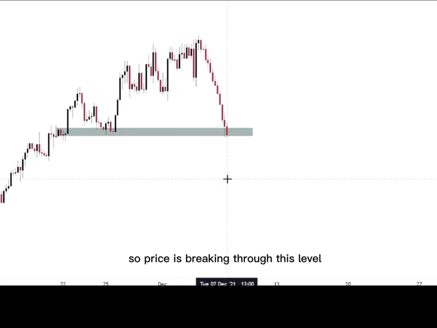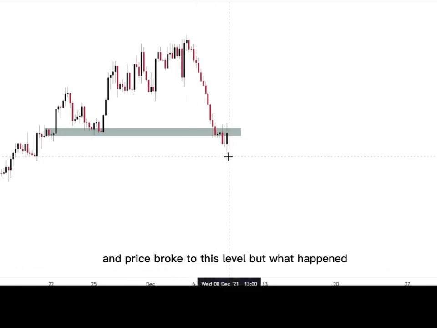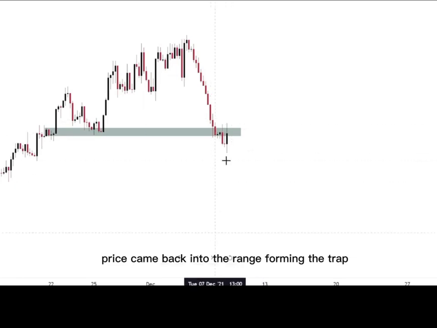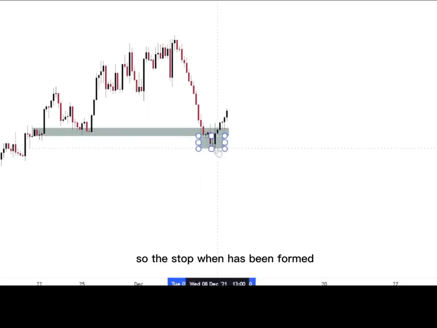So price is breaking through this level, and price broke through this level. But what happened? Price came back into the range, forming the trap, the stop hunt. So the stop hunt has been formed.